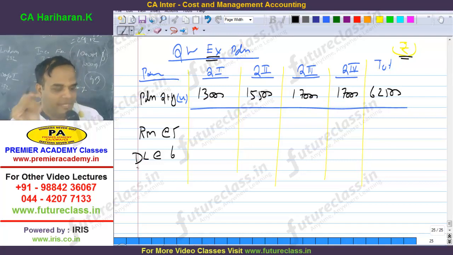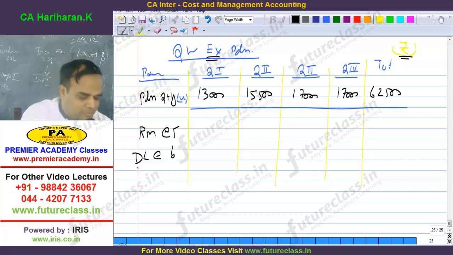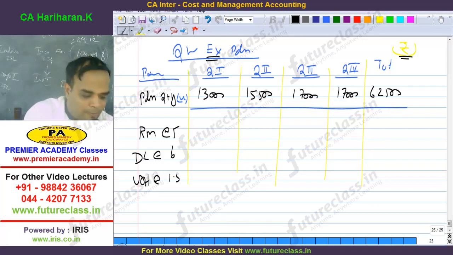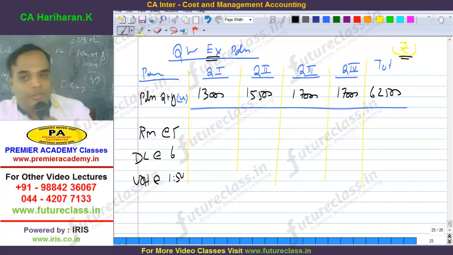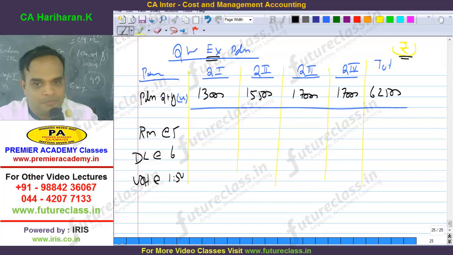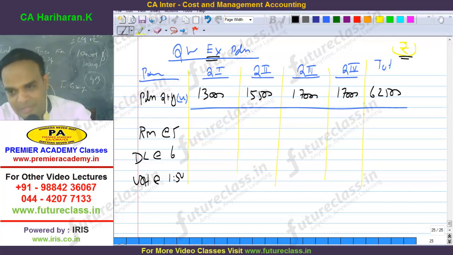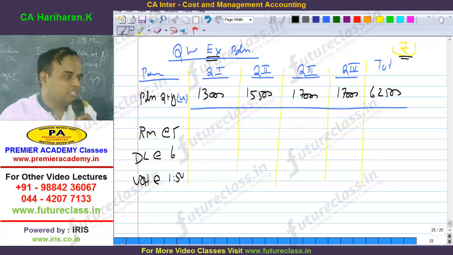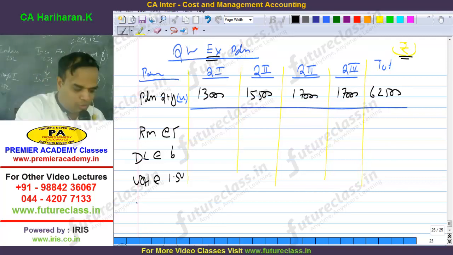Now, material over, labor over. Next, variable overhead. How much? 1 rupee per labor hour. Therefore, to produce one product, you need 1.5 hours. Clear? 1 rupee 50 paise. Understood? Where and all you are committing mistakes. It's the simplest sum. Since we are not having practice, you are committing mistakes. Next, fixed overhead.